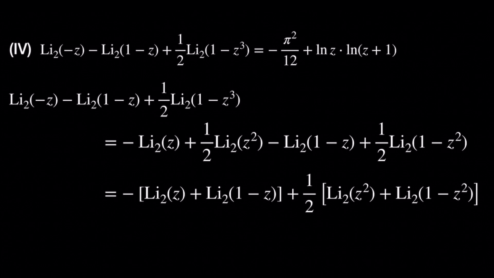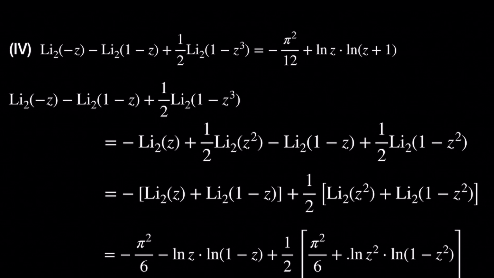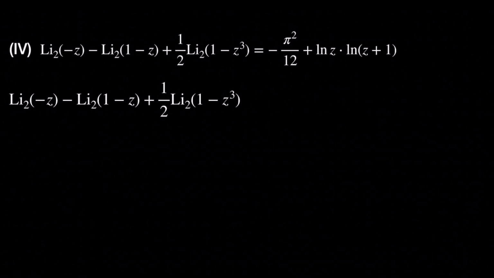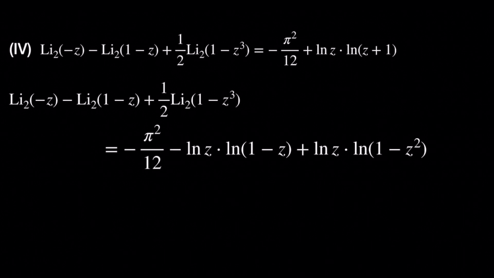So using that identity, we end up with negative pi squared over 6 minus log of z times log of 1 minus z plus 1/2 of pi squared over 6 plus log of z squared times log of 1 minus z squared. Now we use the power rule for the log, and then we simplify. After we do that, we end up with negative pi squared over 12 minus log of z times log of 1 minus z plus log of z times log of 1 minus z squared.